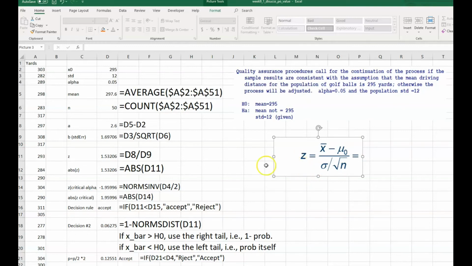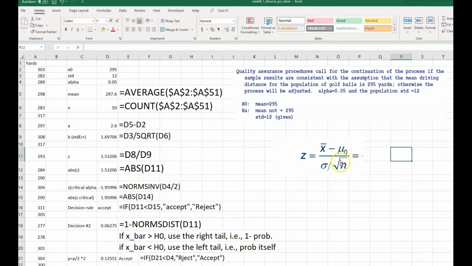We calculate t. And to calculate the z value, we calculate a and b, numerator and denominator. The numerator will be the mean minus our hypothesis. The denominator is the standard error because the standard deviation is given. Then we use the standard deviation divided by the square root of n. Then we calculate our z value. Because the z value is positive, it suggests we have to use the right tail.